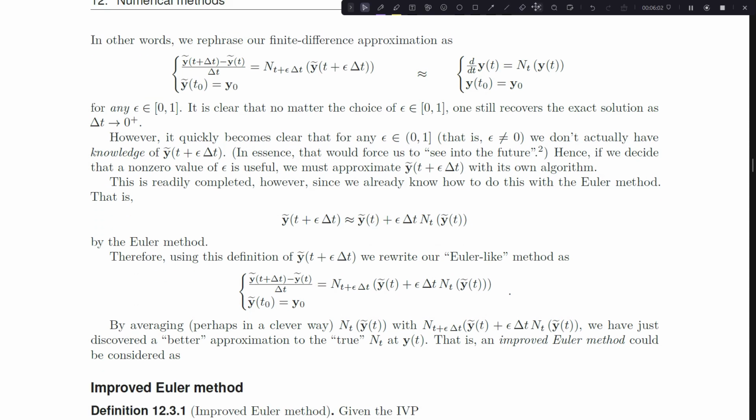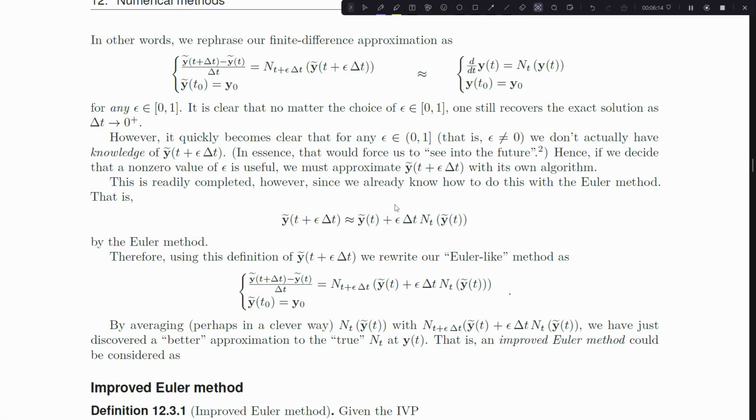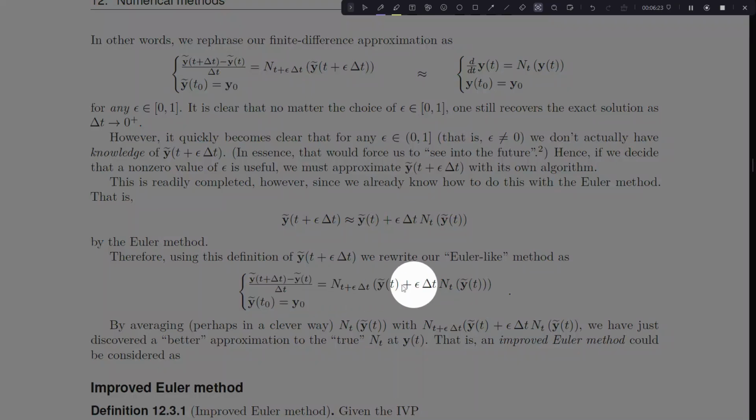So we can consider multiple values of epsilon here and repeat the n for 2 or 3 different choices of epsilon, but each one of the y tildes on the inside there is calculated with Euler. But if we repeat it and then take a nice weighted average, we can get a better version of n overall. But anyway, this is the Euler-like method.